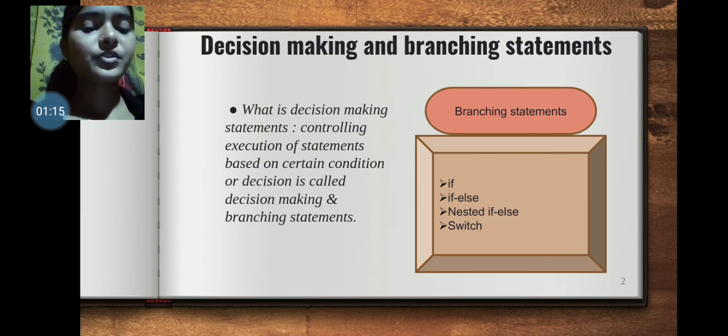C language possesses decision making and branching capabilities by supporting the following statements. First one is if statement, second one is if else statement, third one is nested if else statement, and fourth one is switch statement.